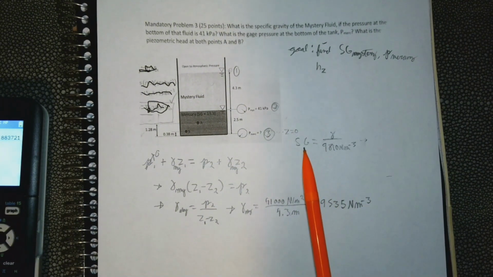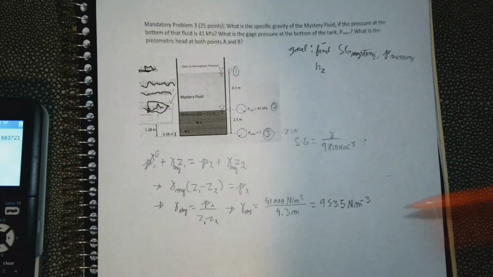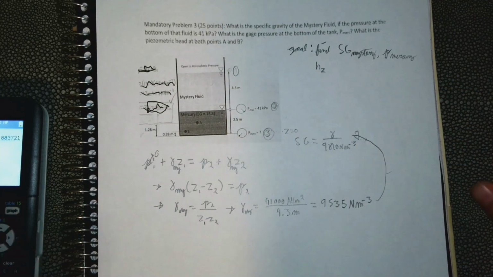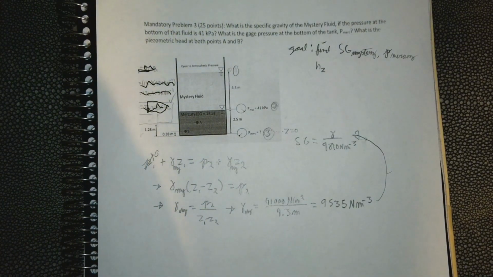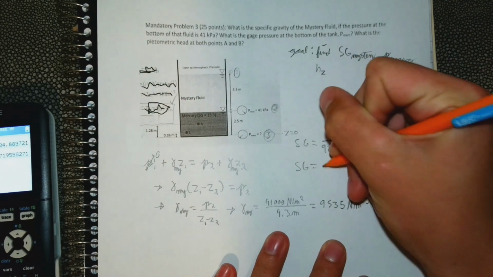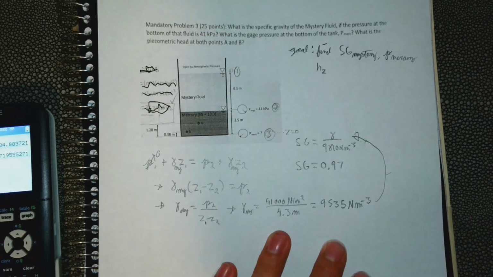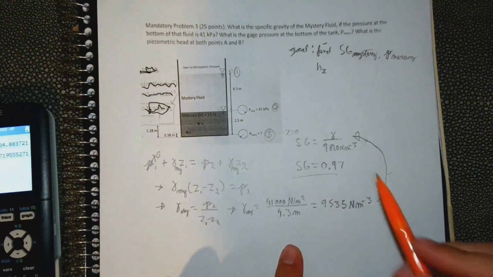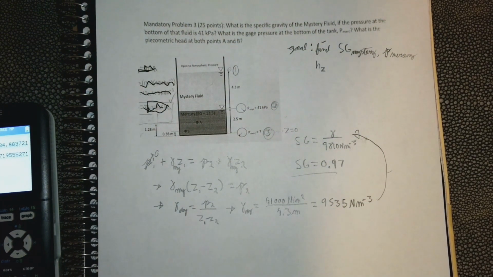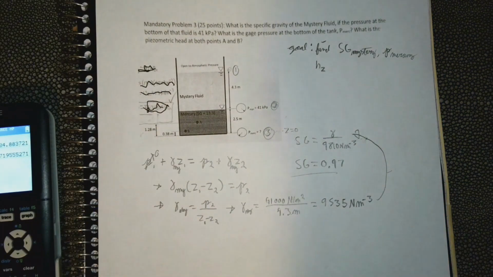But we need to find the specific gravity. So to do that, we will plug this into this right here. So divide it by 9810. We get that SG is equal to 0.97. So that is the answer for that. Yeah. So that's the specific gravity of mystery fluid. The next question is to find the gauge pressure at the bottom of the tank.